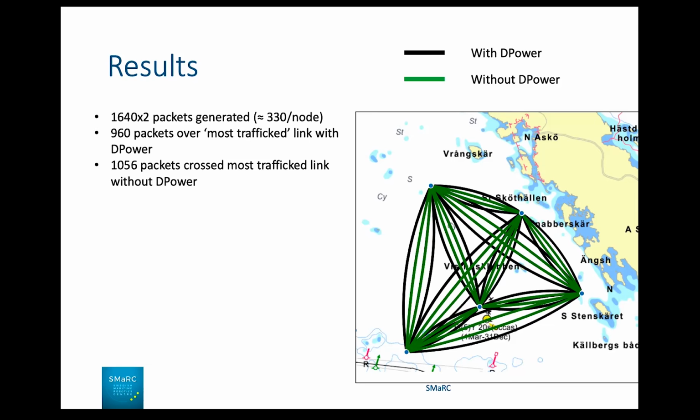Why 2 lines? Yeah, it's one in each direction. Okay. So for instance, if we look at the black lines here with the DPower, if the curves bend clockwise, the direction is clockwise, if you follow the line. Yeah, exactly. The direction of the packets is clockwise.